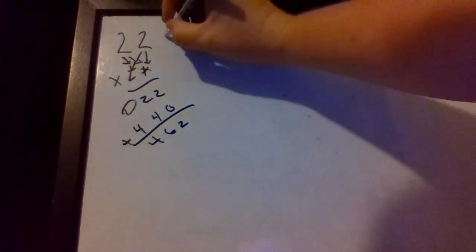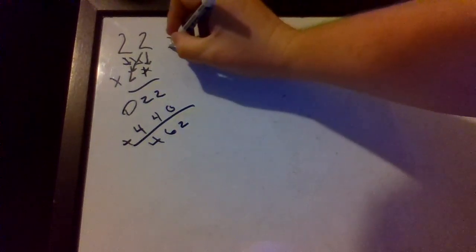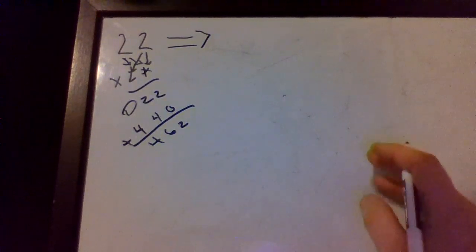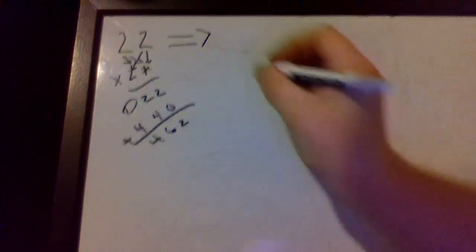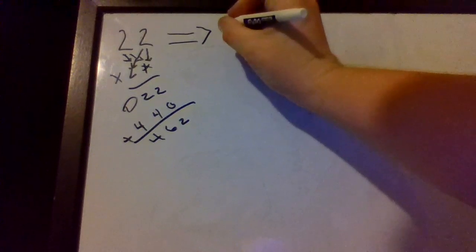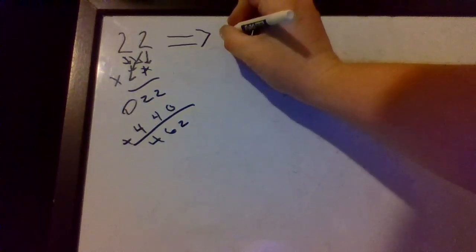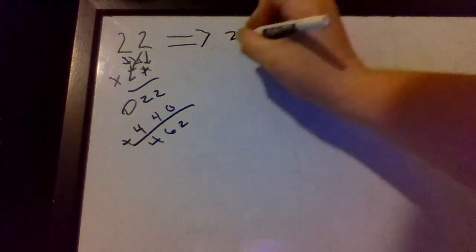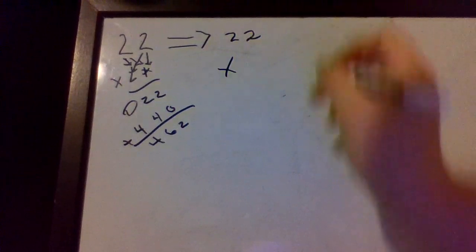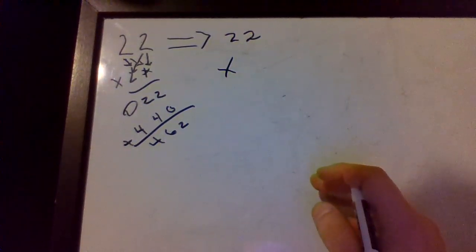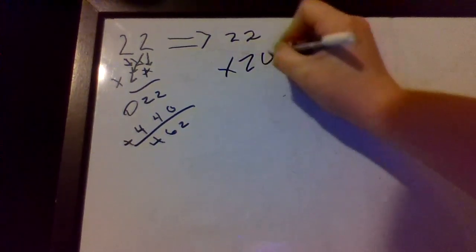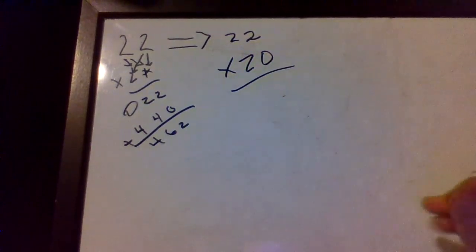So, that might not be the preferred way for some people, and that's okay. So, I'm going to show you a couple more ways. So, we're going to rewrite our original problem, but we're going to do it differently. So 22 times, and we need two numbers to add together to give you 21. So what I'm going to do is 20 and 1, because that's going to make it really easy.